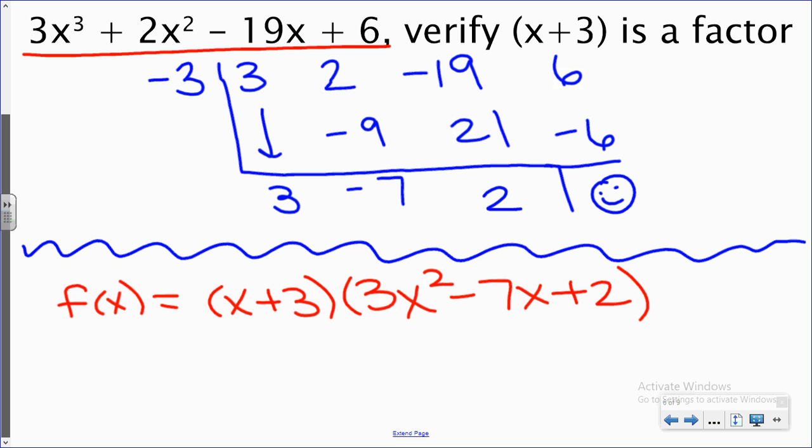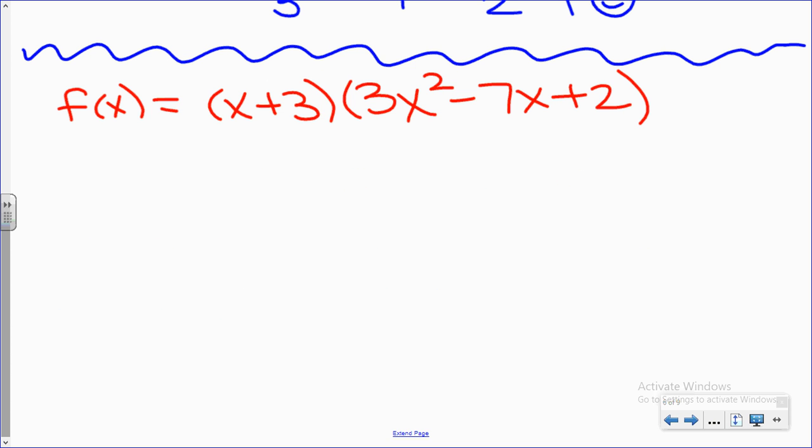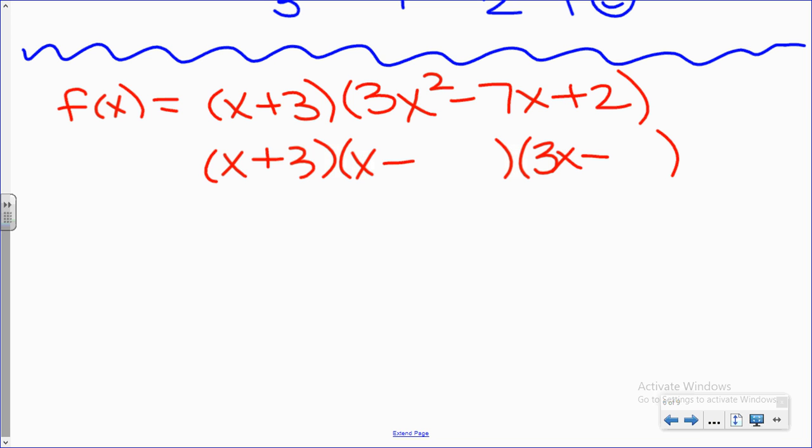Do you think we can factor that trinomial? Probably. Okay? All right. 3x squared. We know we need an x times a 3x to get 3x squared. There's no other way. We know we are multiplying to a positive 2 and adding to a negative number, so both of those have to be subtraction. So now it's a matter of where does the 1 go, where does the 2 go?